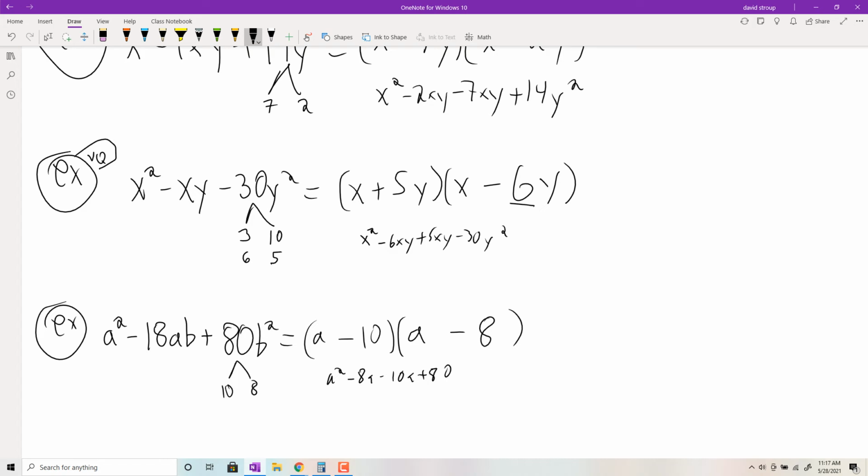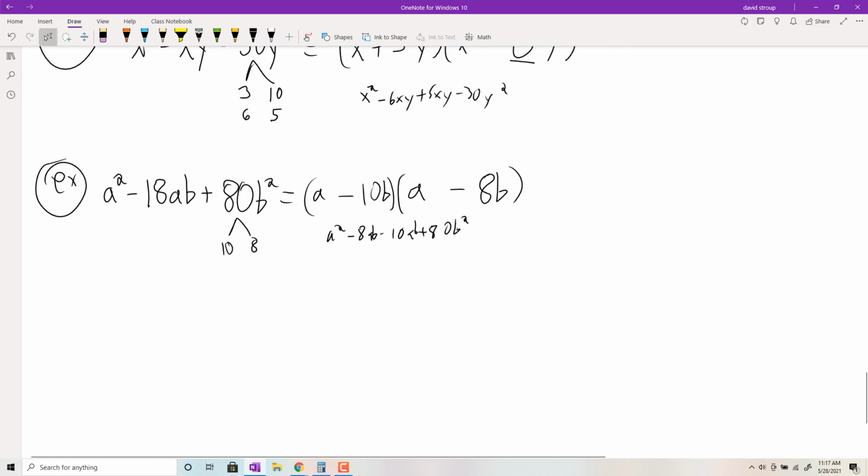And it works. Okay. Now, whoops, it didn't work, right? Because I forgot my b. I'm going to wedge a b in there, and then it'll work. Good thing I check.